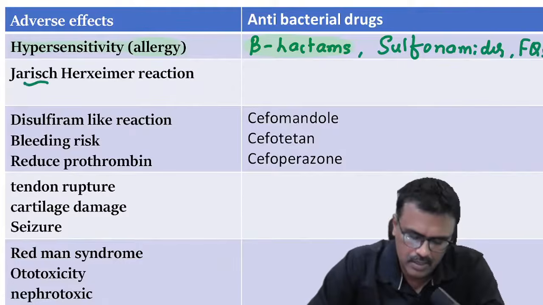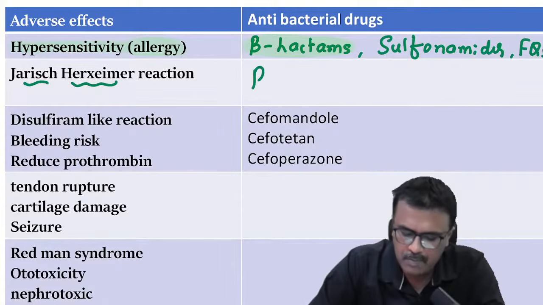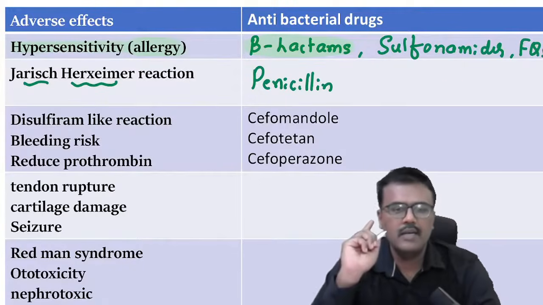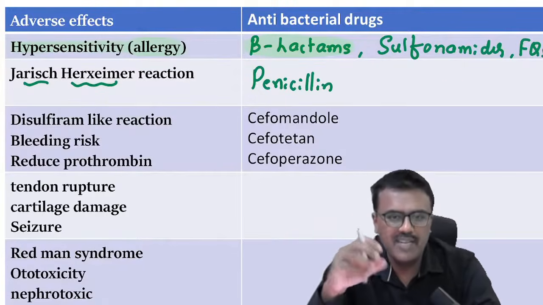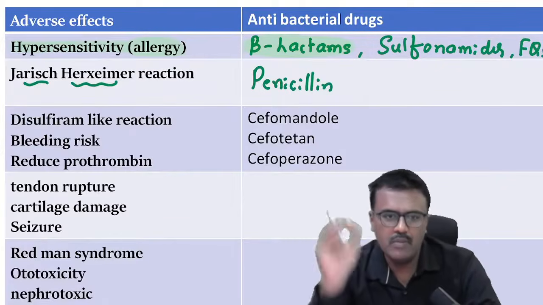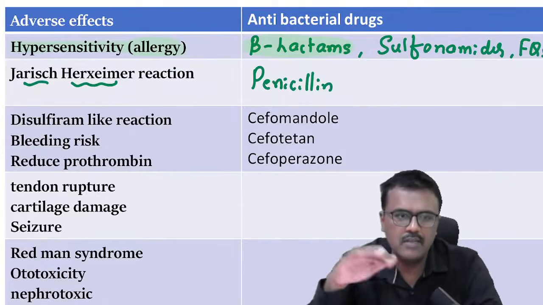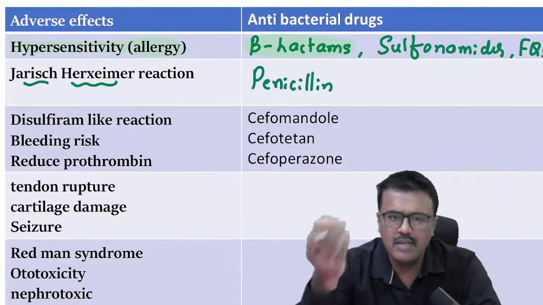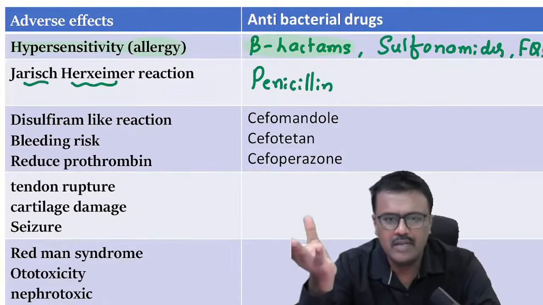Next, Jarisch-Herxheimer reaction is seen with penicillin. So when we use penicillin to treat syphilis, what happens? The syphilis organisms, Treponema pallidum, are destroyed, and the body will mount an immune response to the destroyed parts, that is the Jarisch-Herxheimer reaction. It's not an anaphylactic reaction. It's an inflammatory response. You can give NSAIDs or steroids.